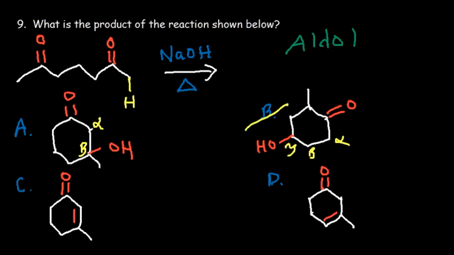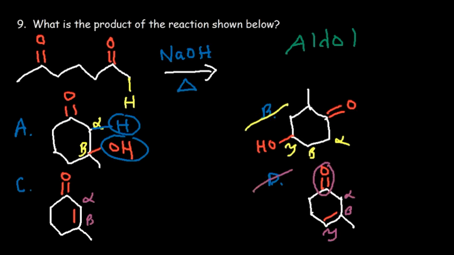Now the second product that you can get, if you add heat, leads to dehydration, loss of water. So you're going to lose a hydrogen and an OH group, and you're going to form a double bond between the two. So dehydration will remove the alpha hydrogen and the OH, and it's going to put a double bond right in the middle. So that double bond should be between the alpha and beta carbon. So for answer choice D, the double bond is between the beta and the gamma carbon. Notice that it's not conjugated with this carbonyl group. Whenever you form a double bond by means of the aldol reaction, it should always be conjugated with the ketone or the aldehyde. So answer choice D is out.